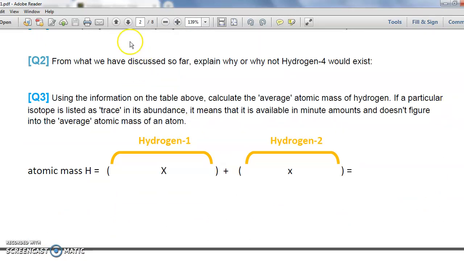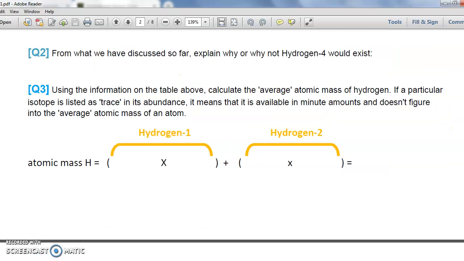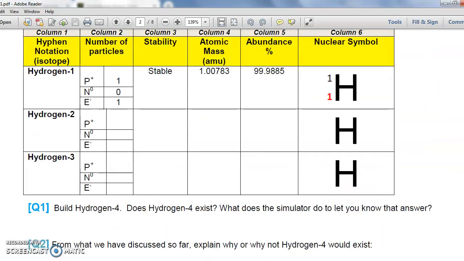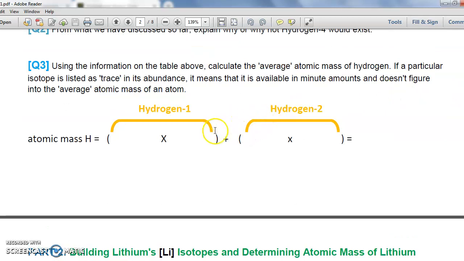Then you'll need to do a couple questions about what you did, and then you'll need to show the entire calculation of the atomic mass of hydrogen by plugging in the numbers that you have in the table right up here. It's atomic mass times the abundance. So in that first bracket underneath hydrogen 1, you'll put the atomic mass, 1.00783, and then you'll write the abundance. But remember, we've got to take it out of percent form by sliding the decimal 2 to the left. We would get 0.9998885. That would go right here. And then you'll do the same for hydrogen 2.